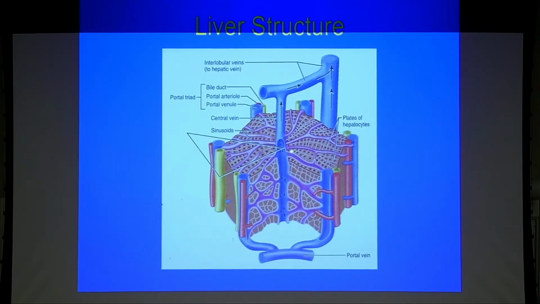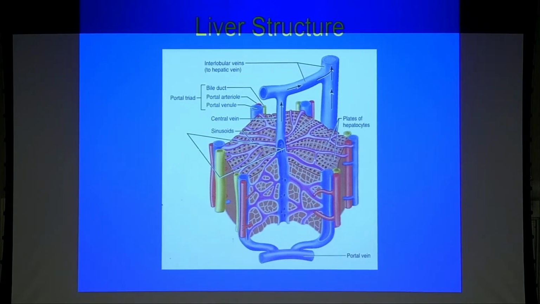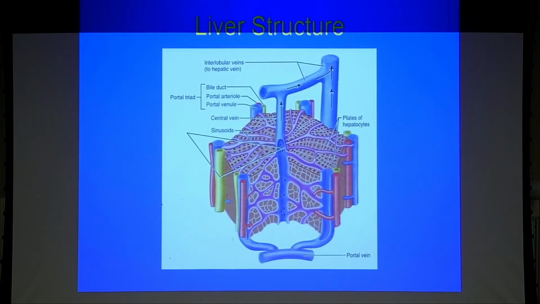But then these hepatocytes have the other job of reassembling amino acids into protein and glucose into glycogen. And that's when the amino acids and glucose are taken up from the sinusoids. These purple structures are meant to be sinusoids, and taken up out of the sinusoids and reassembled by the hepatocytes.